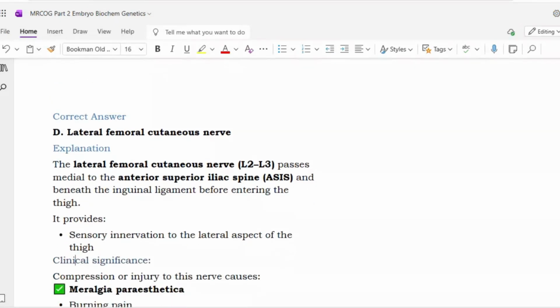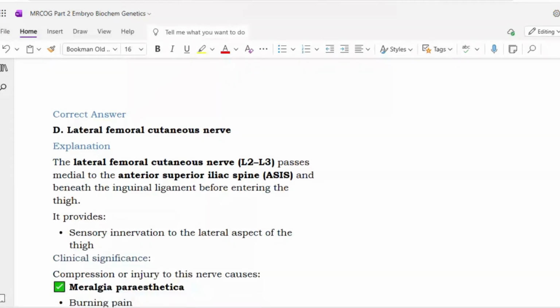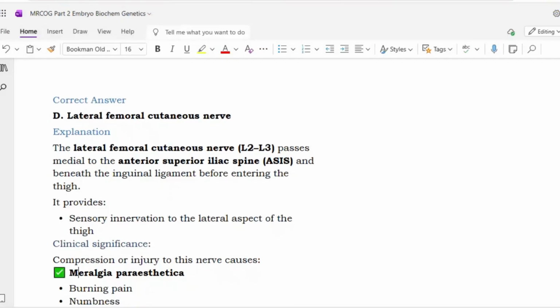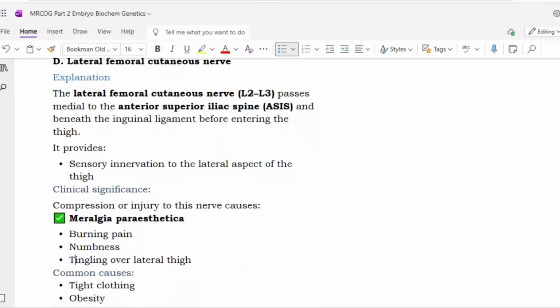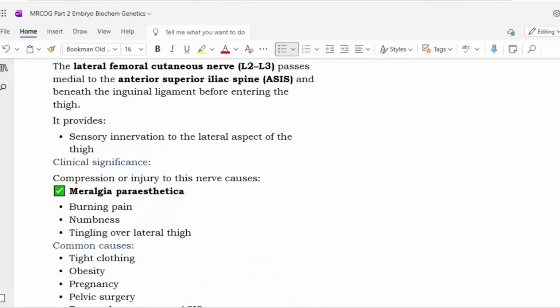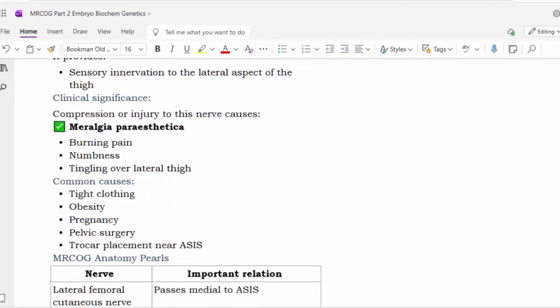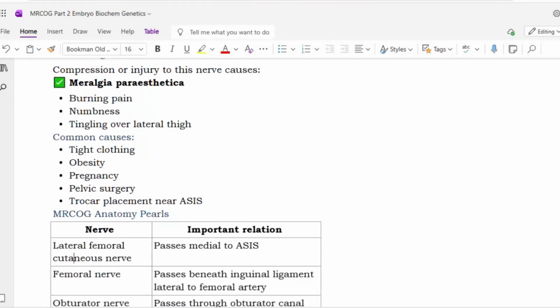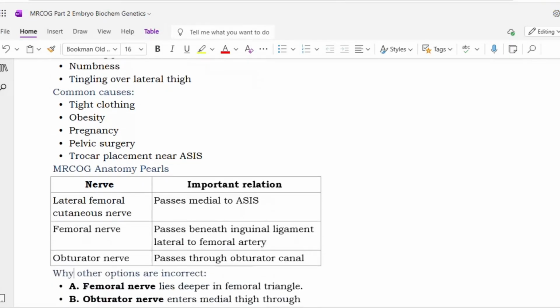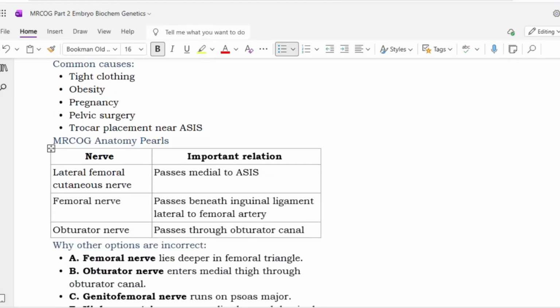The lateral femoral cutaneous nerve, that is L2 to L3, passes medial to the ASIS and beneath the inguinal ligament before entering the thigh. It provides sensory innervation to the lateral aspect of the thigh. Compression or injury to this nerve causes meralgia paresthetica: burning pain, numbness, and tingling over the lateral thigh. Common causes are tight clothing, obesity, pregnancy, pelvic surgery, and trocar placement near the ASIS. So the lateral femoral cutaneous nerve passes medial to the ASIS.